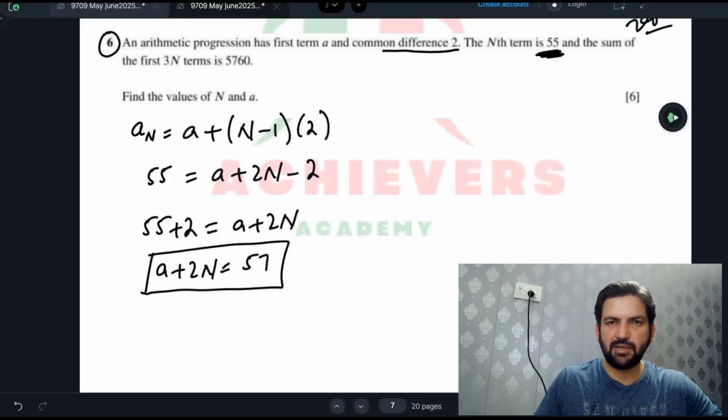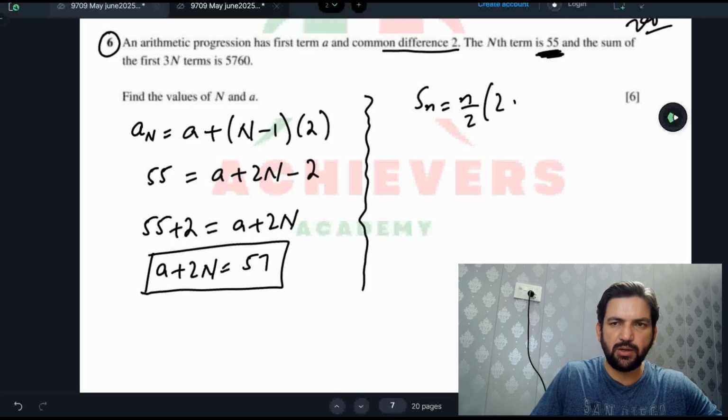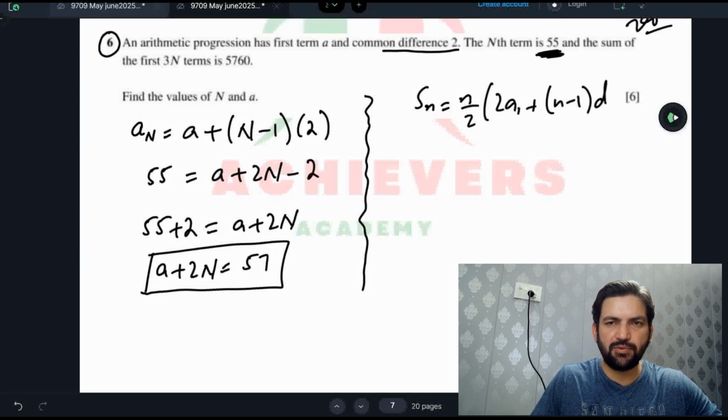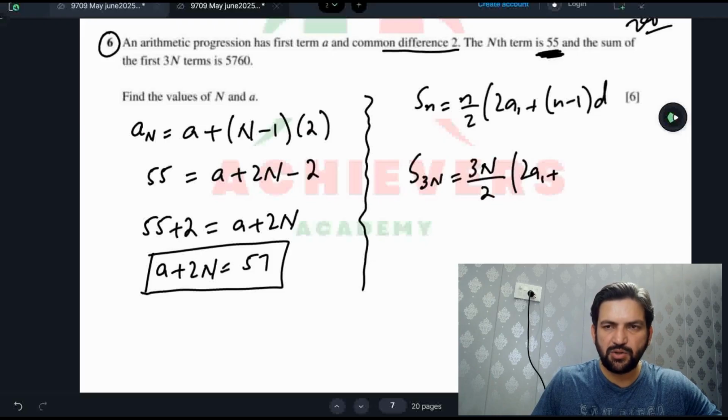Now they are saying the sum of the first three n terms. We know that the formula for the sum of arithmetic progression is Sn is equals to n by 2 into 2a1 plus n minus 1 into d. Now the sum of first three n terms should be equals to 3n by 2 into 2a1 plus 3n minus 1, and the difference is 2, so I can write 2 over here.